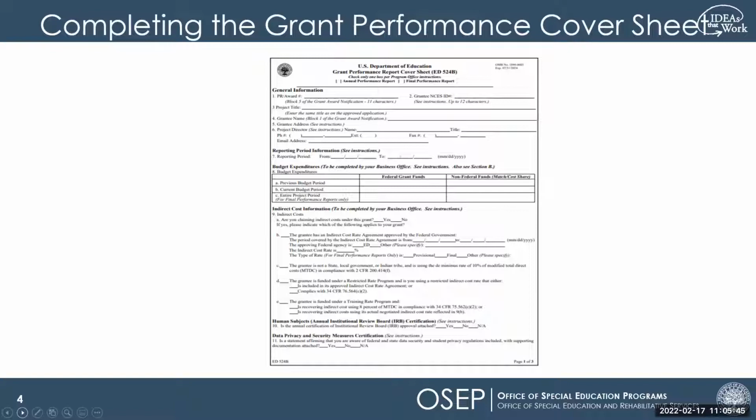This is the grant performance cover sheet. This is usually filled out in part or in whole by another office, such as your business or grants office. For those of you who have others help fill out the form, you should make sure they are clear about how to fill out the form correctly. I'll go over several items on the cover sheet next and what needs to be entered.